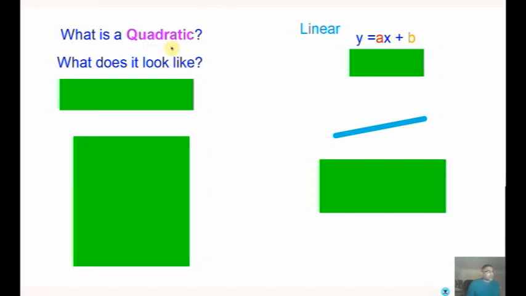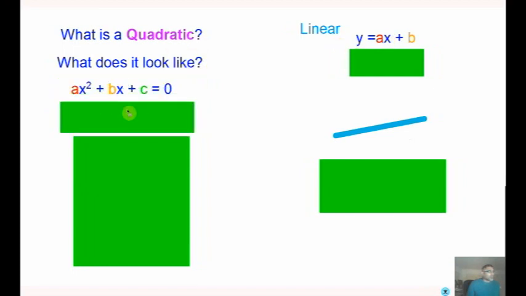Okay, so what does a quadratic look like? It's a polynomial where the power of x can be up to a maximum of 2. Our equations will look in this kind of format, where you've got a number in front of x squared, a number in front of x, and then a plus c, a constant term there.